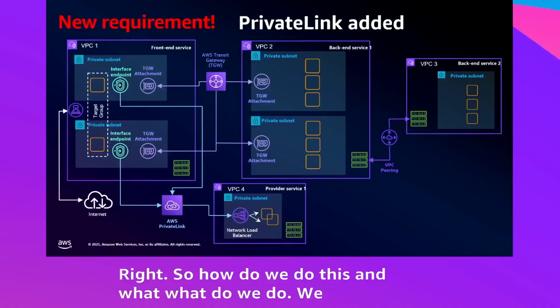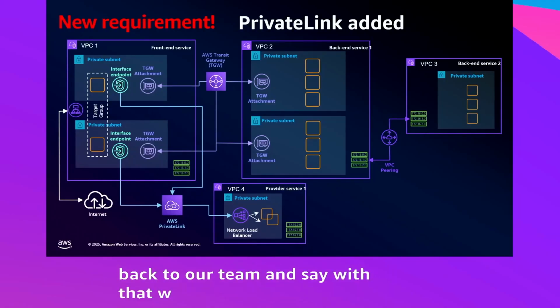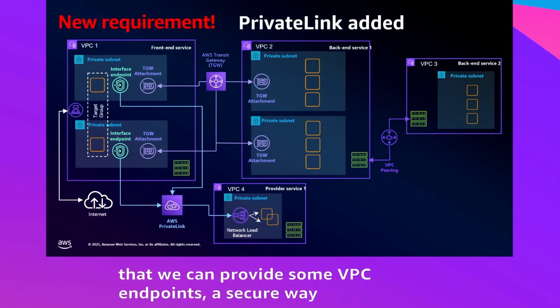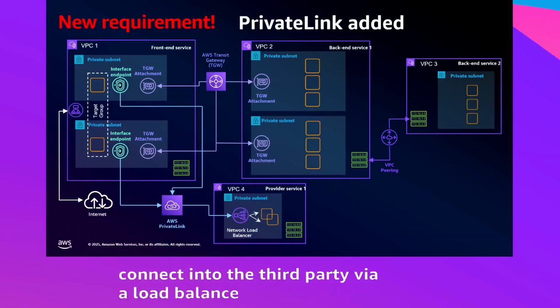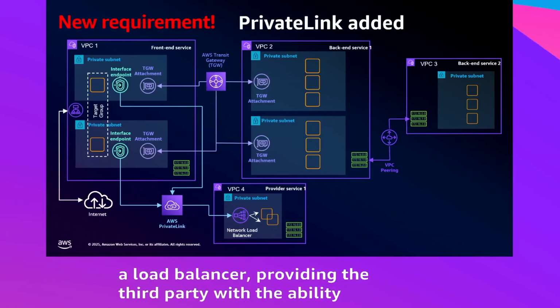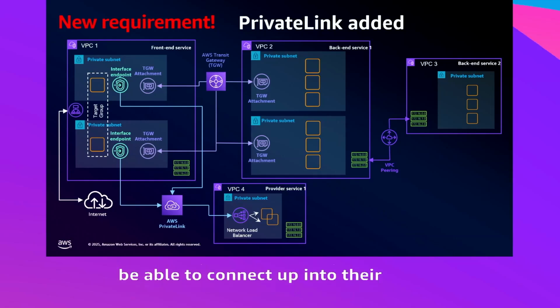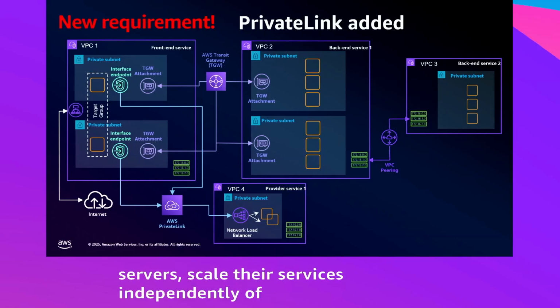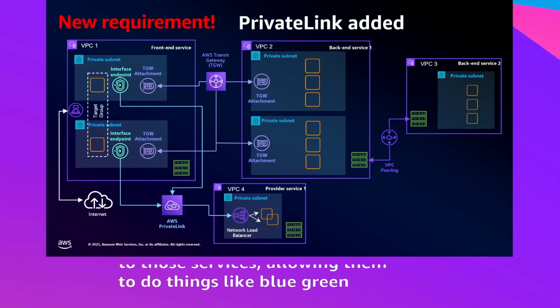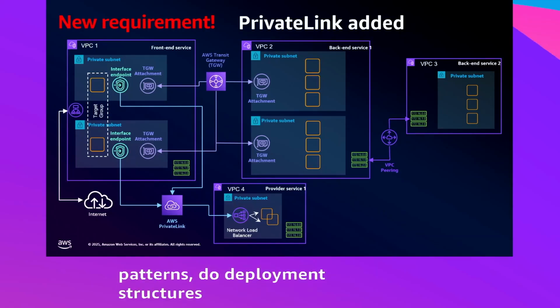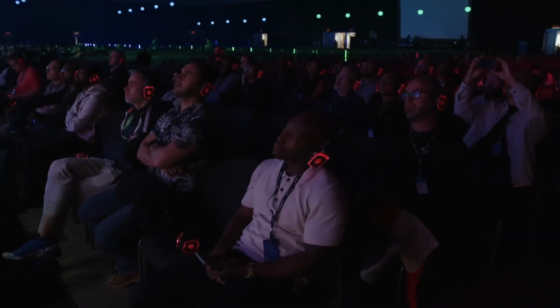So how do we do this, and what do we do? We go back to our team and say, with that, we can provide some VPC endpoints, a secure way for the front end to be able to connect into the third party via a load balancer, providing the third party with the ability to be able to connect up into their service, scale their services independently of how we connect to those services, allowing them to do things like blue-green patterns, do deployment structures, without having to involve engagement every single time. So it gives you a lot of flexibility around that.